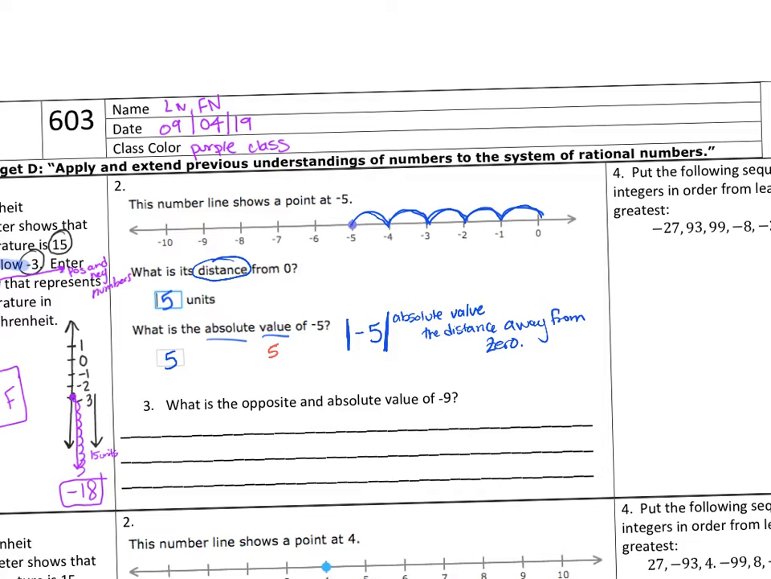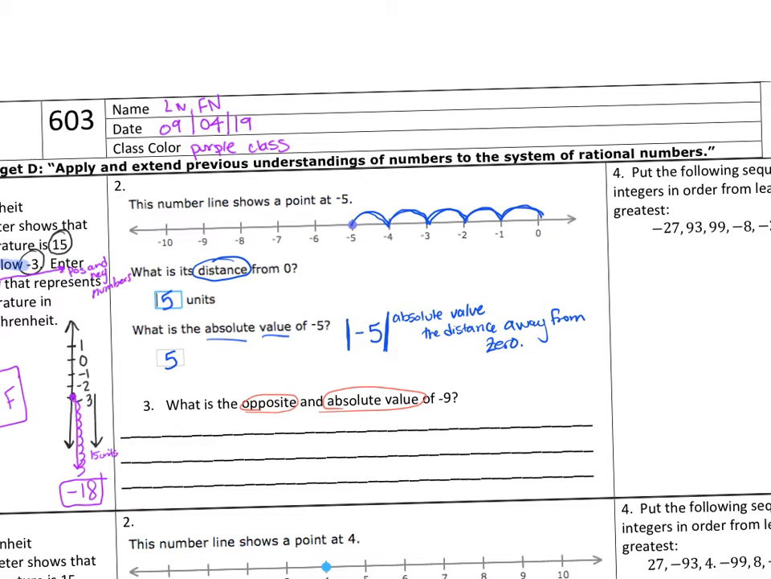It says, what is the opposite and absolute value of -9? You can copy this down now. Go ahead and circle the word opposite and circle the words absolute value. Those are 2 vocabulary words that you're going to see repeat throughout the unit, and you're going to have a quiz on those words, so make sure you know them.